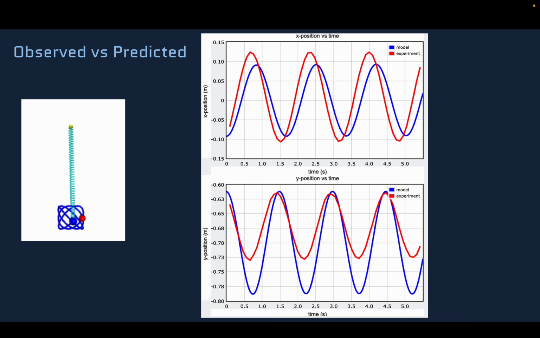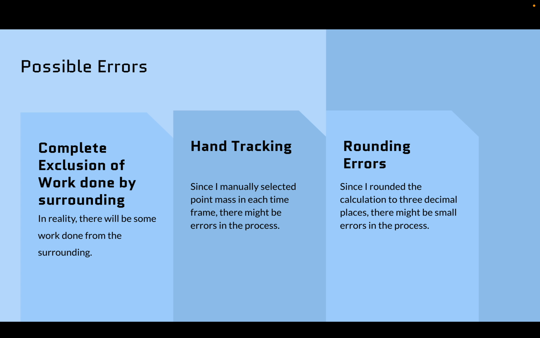If you see this observed and predicted motion, overall, the predicted one kind of underestimates the actual motion in the Y position, but it's pretty much similar, as you can see. Possible errors: first is complete exclusion of work done by the surroundings. In reality, there will be some work done from the surroundings.